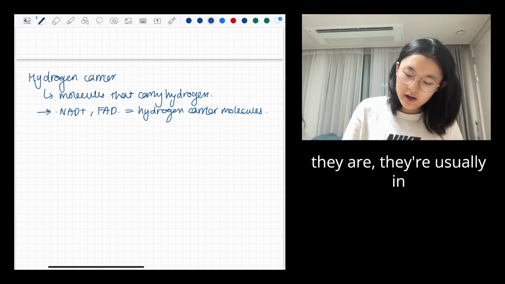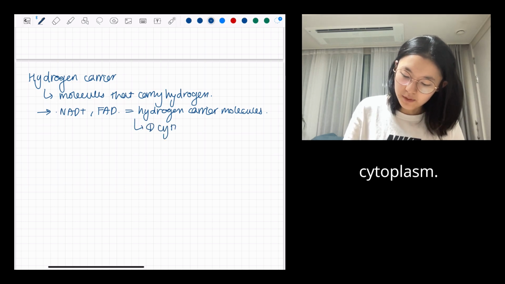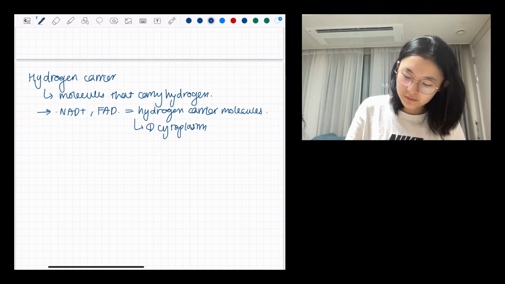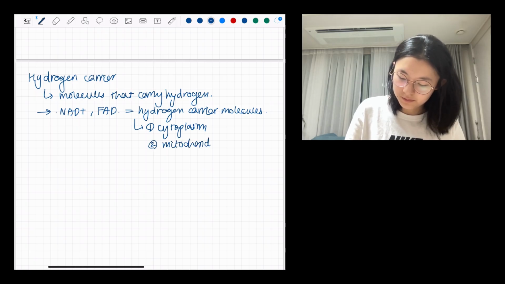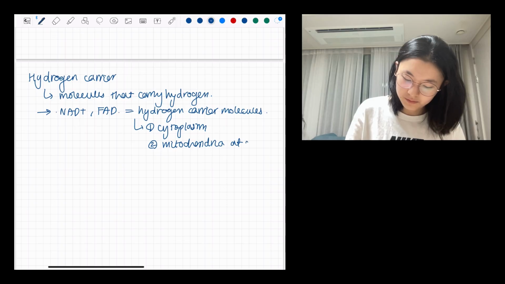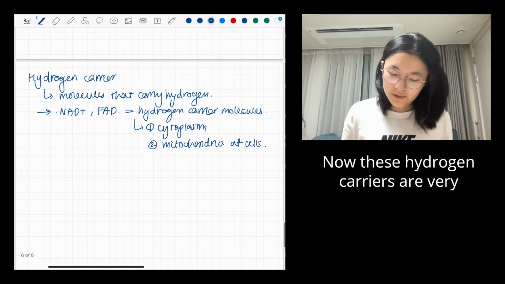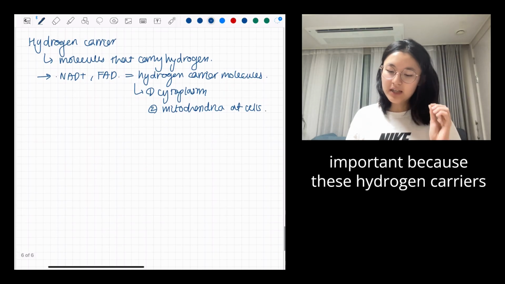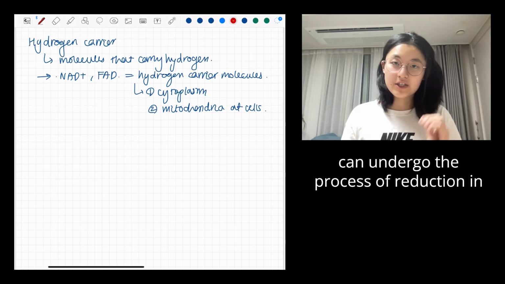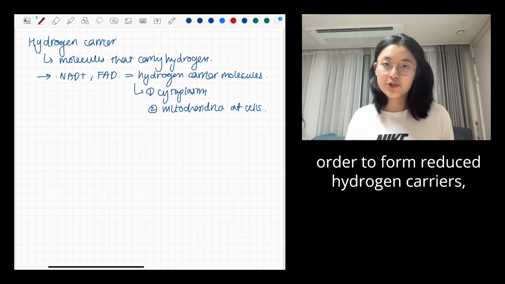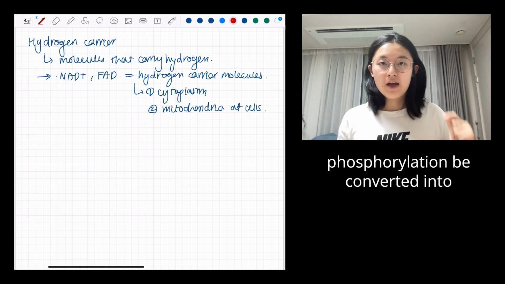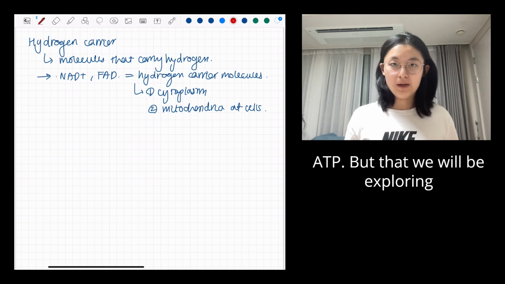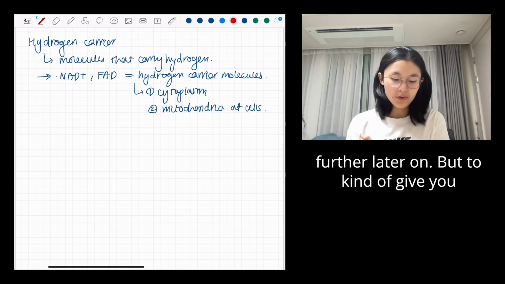They're usually in the cytoplasm or the mitochondria of cells. Now, these hydrogen carriers are very important because they can undergo the process of reduction in order to form reduced hydrogen carriers, which can, in the stage of oxidative phosphorylation, be converted into ATP. But that we will be exploring further later on.